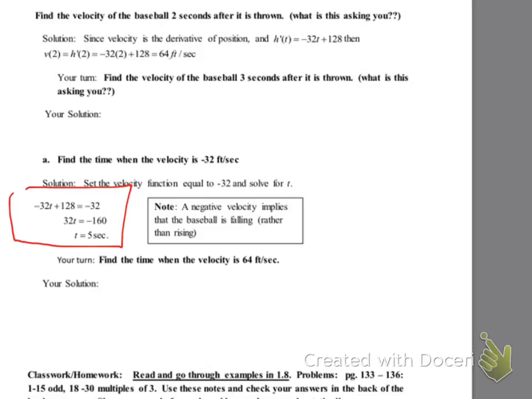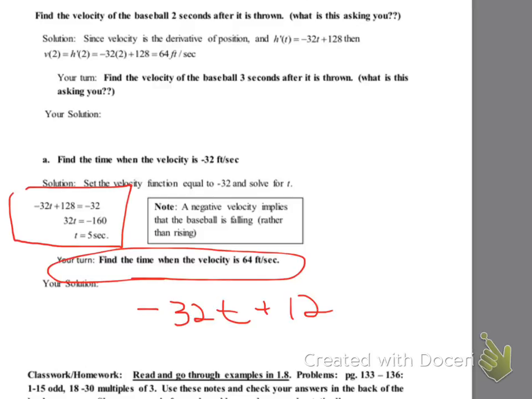So what I want to talk about is the next little piece. What if I say find the time when the velocity is 64 feet per second? So if it's 64 feet per second, I'm now going to set my velocity, which is negative 32t plus 128, equal to 64, and solve. Okay, so after you do the math, you should get time equals 2 seconds.